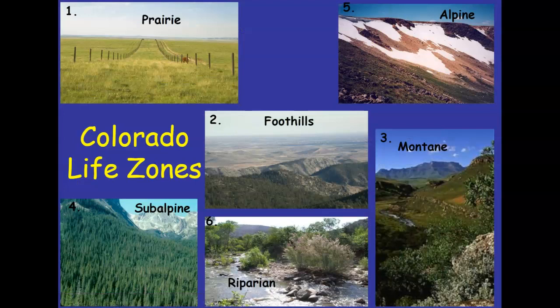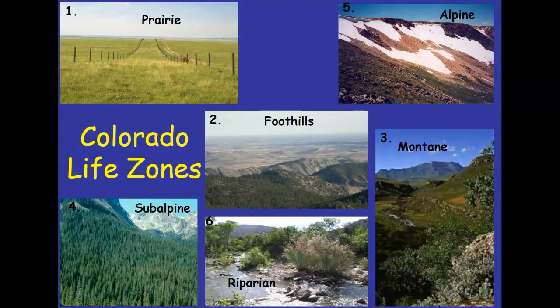All right, so here in Colorado, we have a total of 6 life zones. 5 of them are elevation specific, and the sixth, the riparian life zone, weaves its way through all the other 5 life zones. So at our lowest flanks on the eastern border of Colorado, we have prairie. Prairie is dominated by herbaceous species, meaning there are no woody species, there are no trees. It's all grasses and flowers.